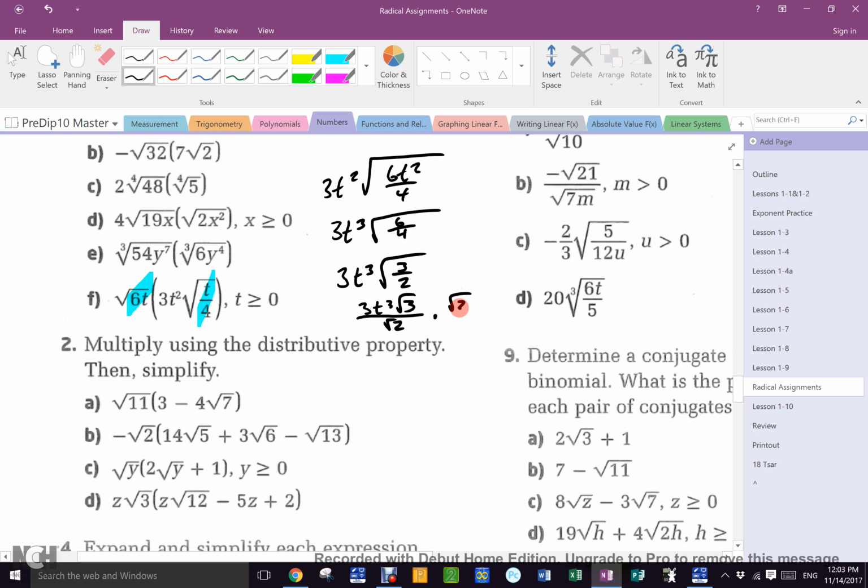Then you would multiply by root 2 to rationalize the denominator and get 3t cubed root 6 over 2.